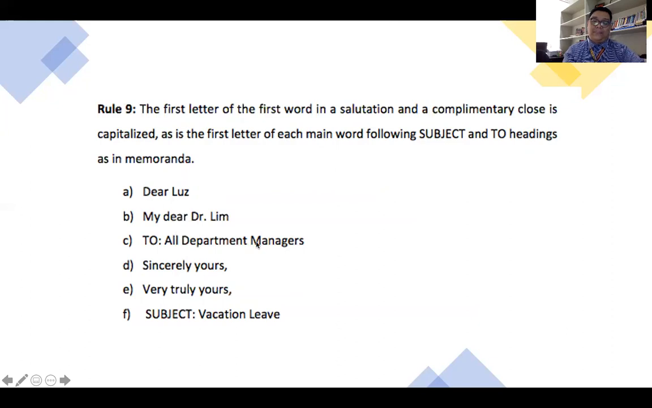My dear Dr. Lim, okay, since you have already here the first letter and the name, you don't have to capitalize this anymore. 2, for example, this is part of the heading of a memorandum. All department managers. So capitalize the first letters of the first words. Sincerely yours, you don't have to capitalize the Y for yours, or whatever complementary clause is used. So you don't have to capitalize this one. Same goes with very truly yours, and same goes with the subject, same as with the 2 heading. Okay, you just have to capitalize the first letters of the words.